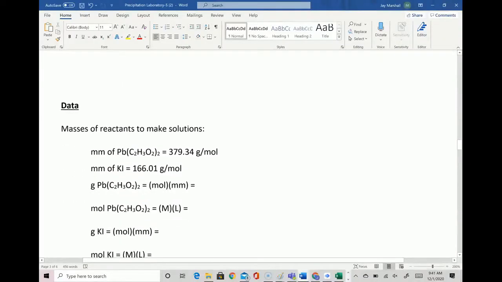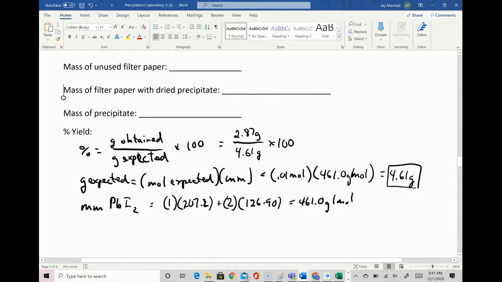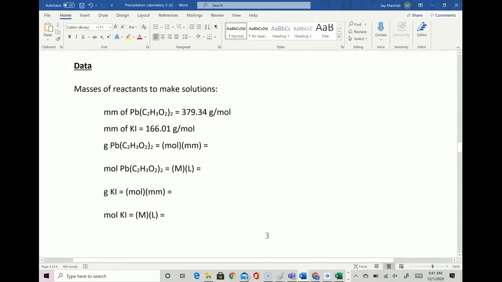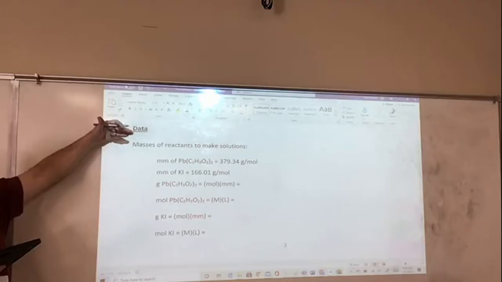Okay, and all of that should be in a data table somewhere. So one of the things that you will learn to do is that as you create your procedure, it is going to help you figure out what you need to put in the data table. As I created the procedure, the first thing in the procedure said, make these solutions. Well, how do I make these solutions? I have to know how many grams to use to accomplish that. So in order to make those solutions, my procedure directed me to put this in a data table. How do I find out what the number of grams are?